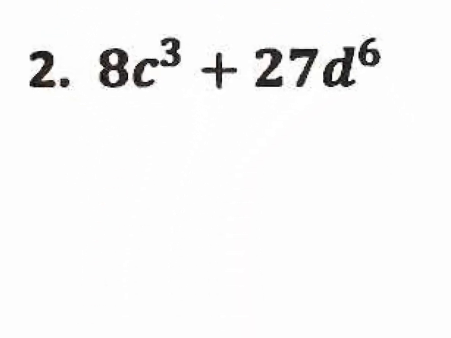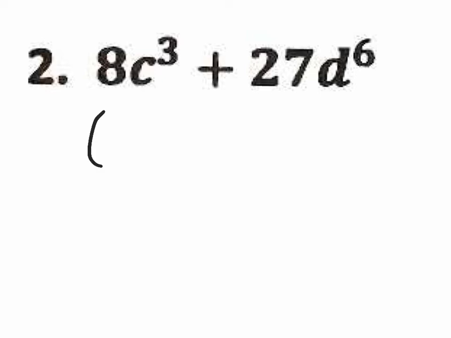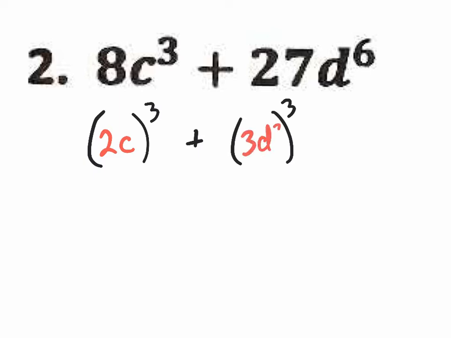Now on this one, when we identify the a and the b, you end up with not just a single number or a single letter, you end up with numbers and letters and powers, right? What's the first term, the a value, going to be inside the first parenthesis? What times itself 3 times gives you an 8c cubed? And how about what times itself 3 times gives you a 27d to the 6th? 3d squared.